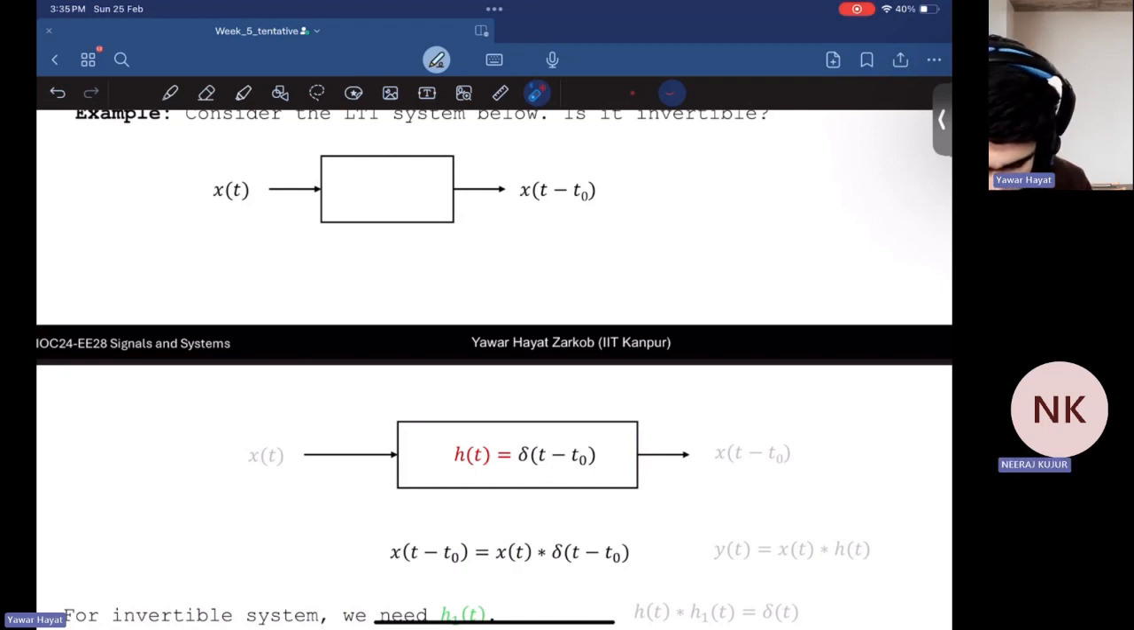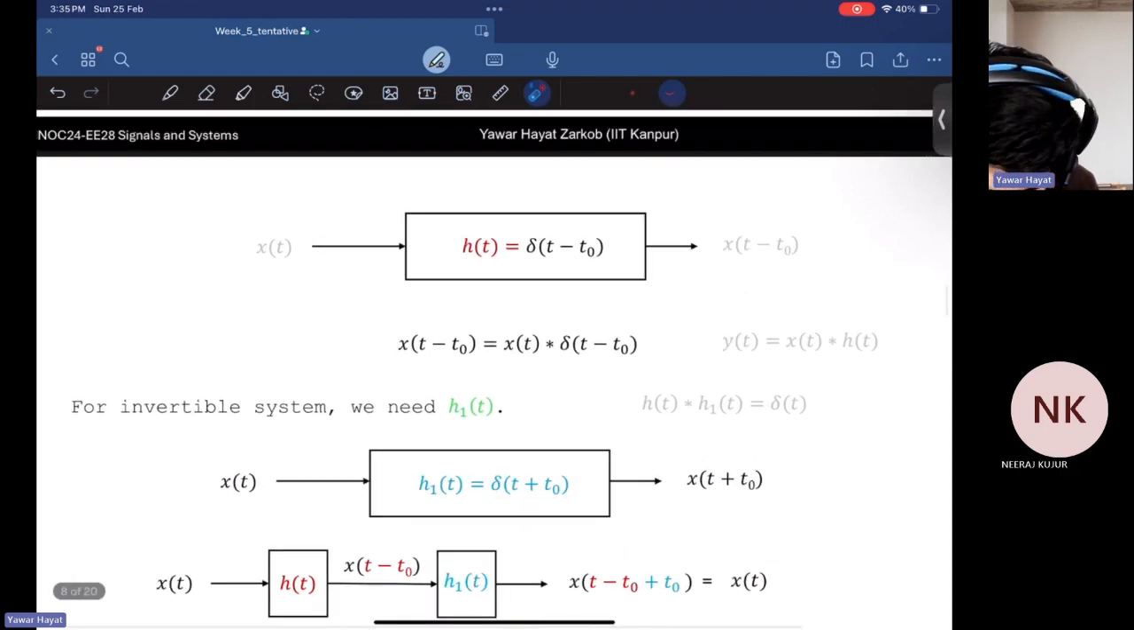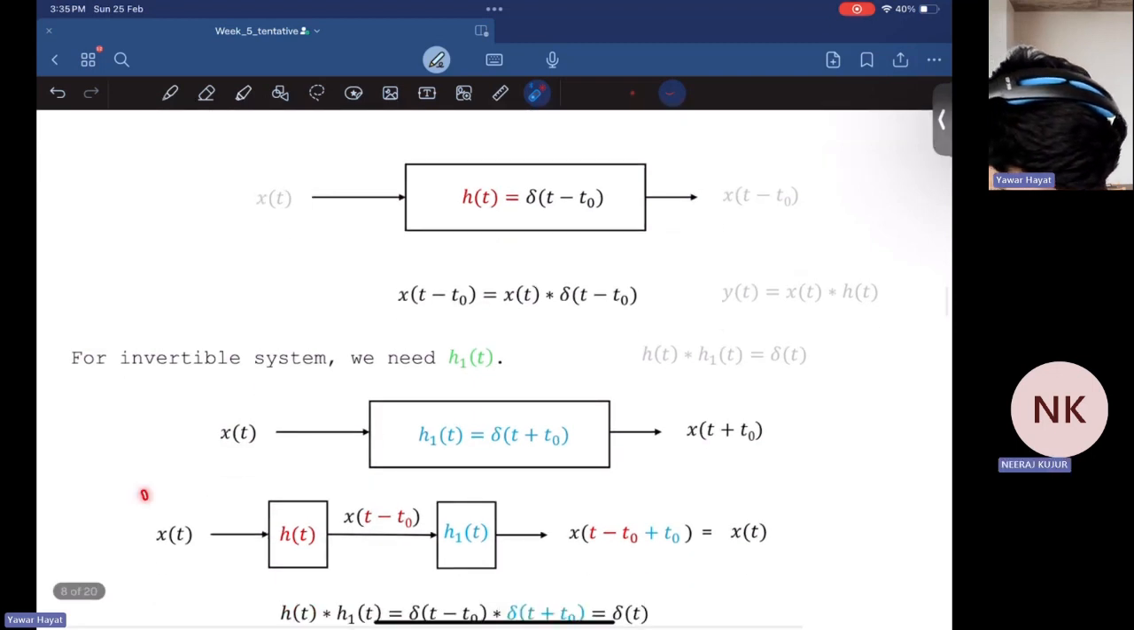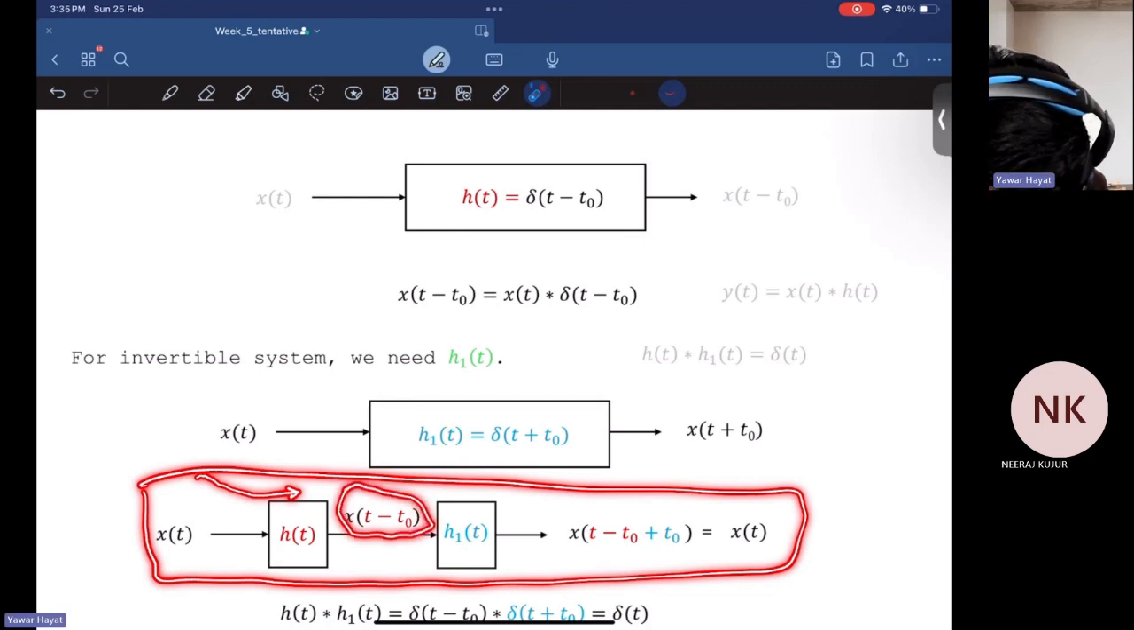This was delayed, that should be advanced, right? So this is del of t plus t naught. When x of t is fed to this system, we get x of t plus t naught. So now consider the whole picture. X of t comes, it encounters this h of t impulse response system. We get x of t minus t naught. Then it's fed to h1 of t, the inverse LTI system. What does this inverse LTI system do? It advances the signal by t naught.